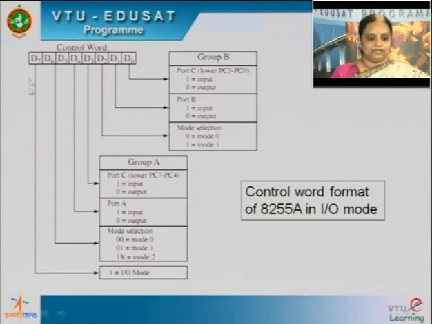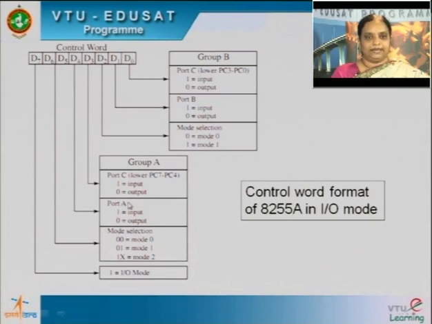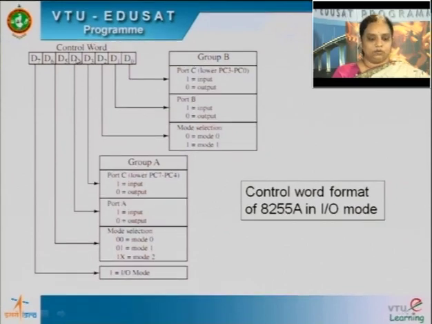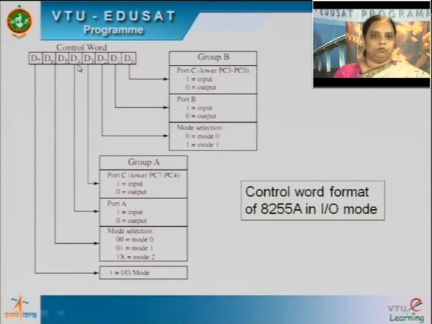The first bit D7 selects the I/O mode. If it is 1, it is I/O mode. If it is 0, it is BSR mode. We'll come to BSR mode later. So in the I/O mode, for each port, let us say port A, if I have to select it as an input port, then this particular bit D4 should be 1. If I have to select it as output, this bit should be 0. Remember, INPUT, the first letter I is 1. OUTPUT, the O stands for 0. So to configure as input, put a 1. To configure as output, put a 0 for port A.